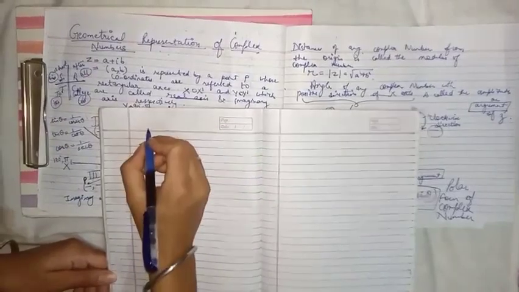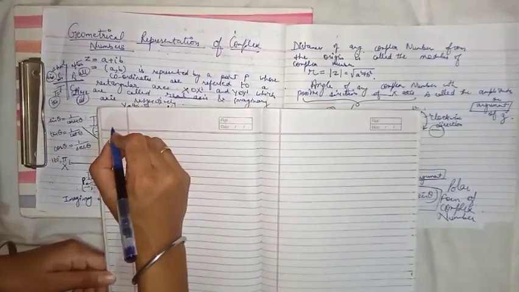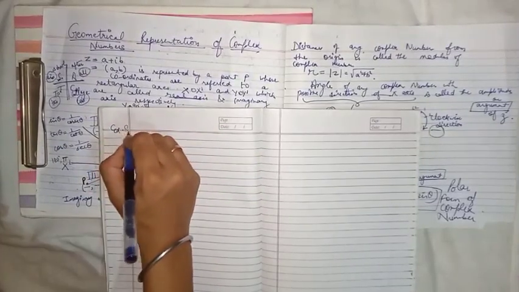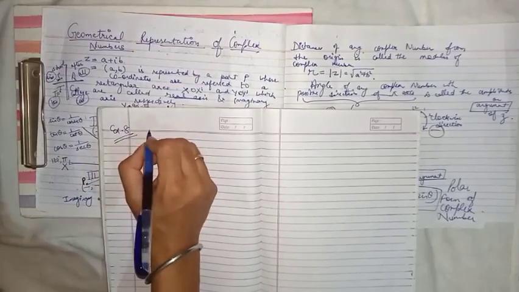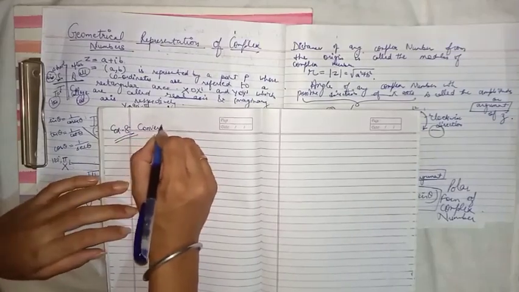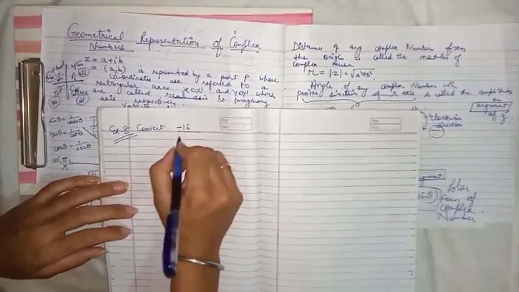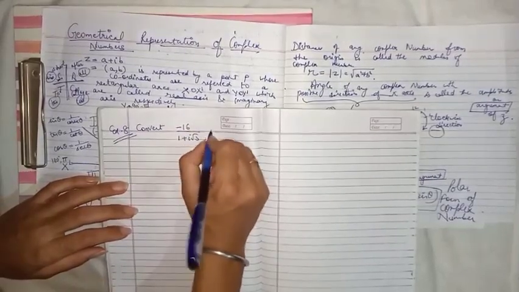Let us do one example. Example number 8 from your book. Convert minus 16 over 1 plus iota root 3 into polar form.